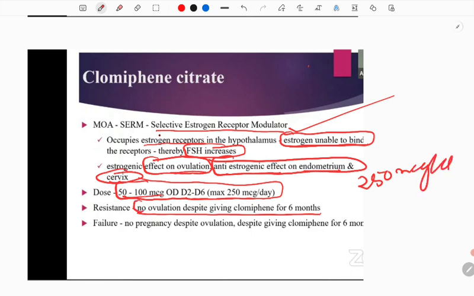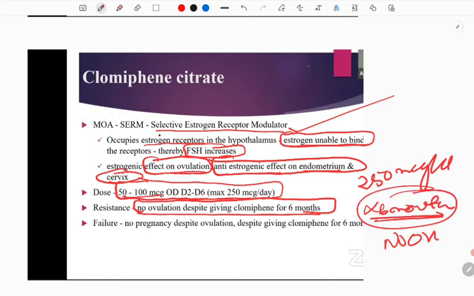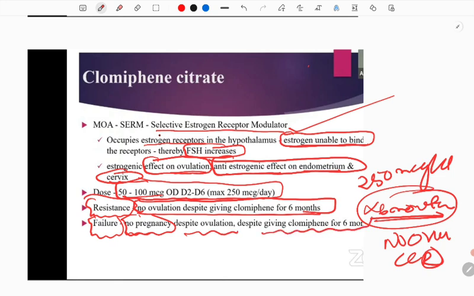Resistance: no ovulation despite giving clomiphene for 6 months. If after 6 months of treatment, 6 cycles, there is no ovulation, this is called clomiphene resistance. Failure means, very important, two terms you have to remember: resistance and failure. If there is no pregnancy despite ovulation, despite giving clomiphene for 6 months, it is failure. Remember, very important, two different terms.